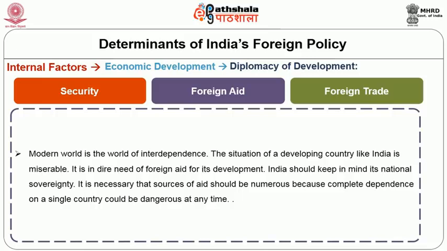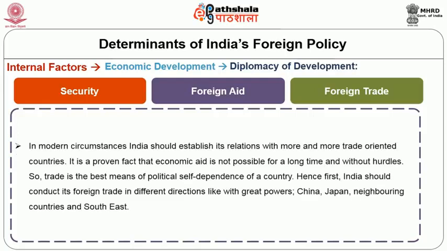Modern world is the world of interdependence. In this context, the situation of a developing country like India is miserable. It is in dire need of foreign aid for its development. India should keep in mind its national sovereignty. It is necessary that sources of aid should be numerous because complete dependence on a single country could be dangerous at any time.